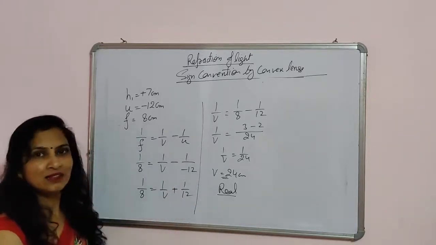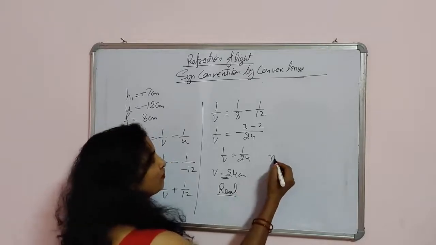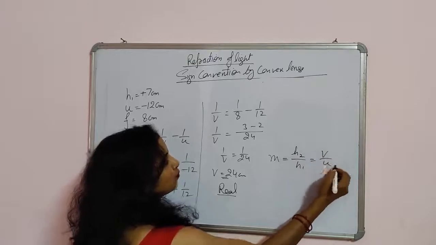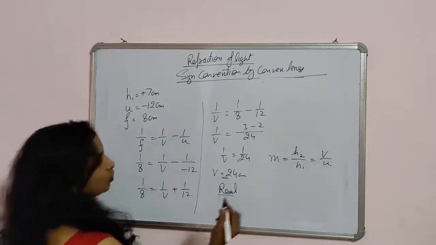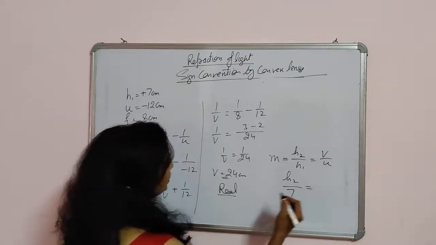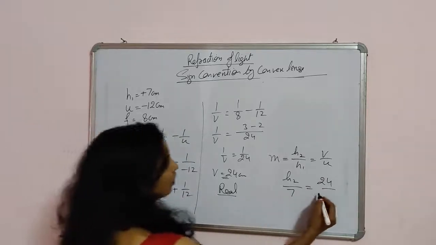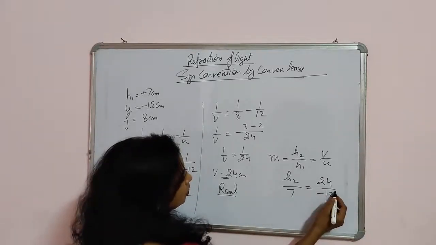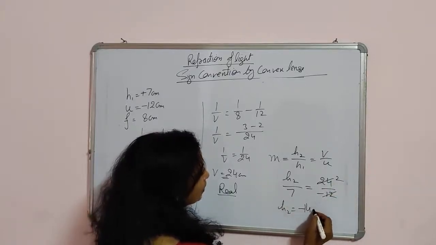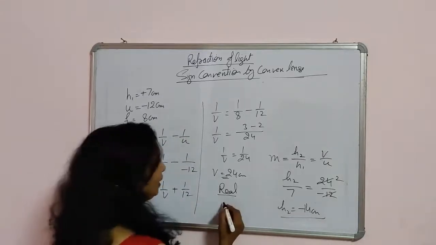Again, you have to find the height of the image. So you will use the formula of magnification. Magnification is equal to H2 upon H1 is equal to V upon U. So what is the value of H2? Okay, we have to find H2. And H1 is plus 7, is equal to V is 24 and U is how much? It is minus 12. 12 2s are 24. So H2 will be minus 14 centimeter. What does the negative sign represent? It shows that the image will be inverted.